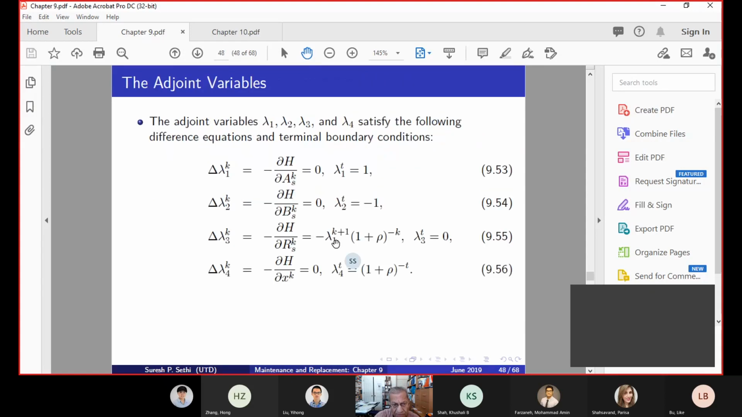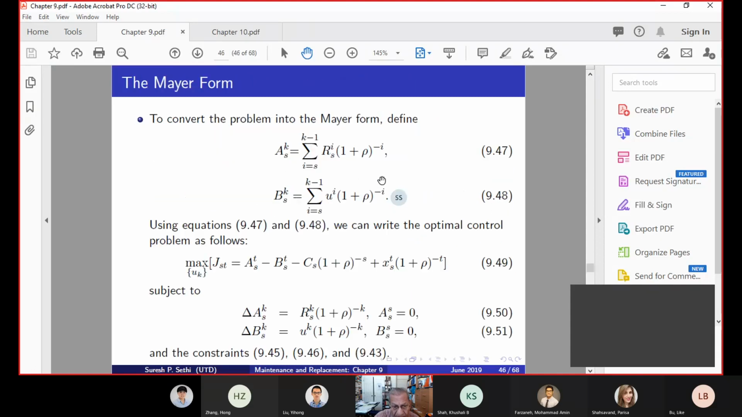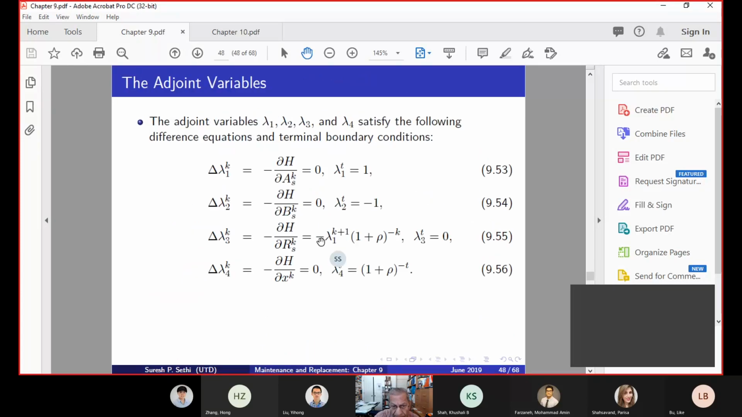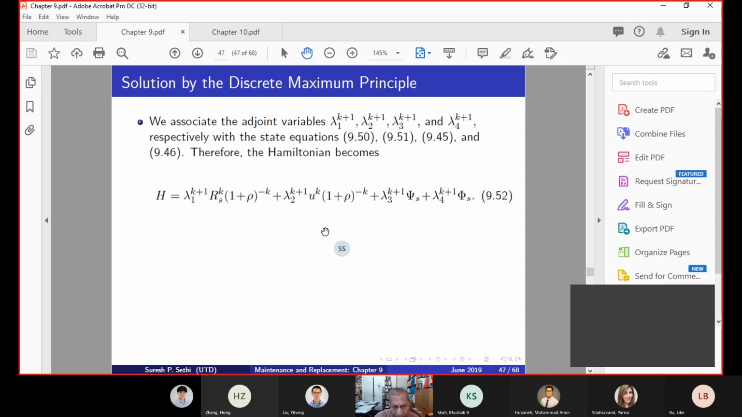To maximize the Hamiltonian, first we get the adjoint equation. The adjoint equation is lambda 1,k+1 minus lambda 1,k, which is delta lambda 1,k, is the derivative of the Hamiltonian with respect to the first state variable. And this is the condition: lambda 1,T comes from the derivative of the objective function with respect to A, which is this one, so it becomes 1. This becomes minus 1 because this is the derivative with respect to B.